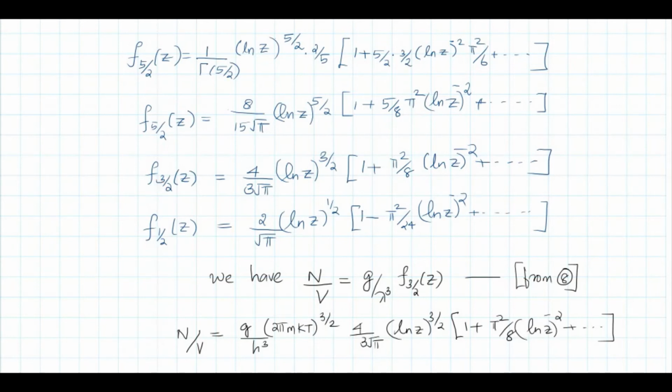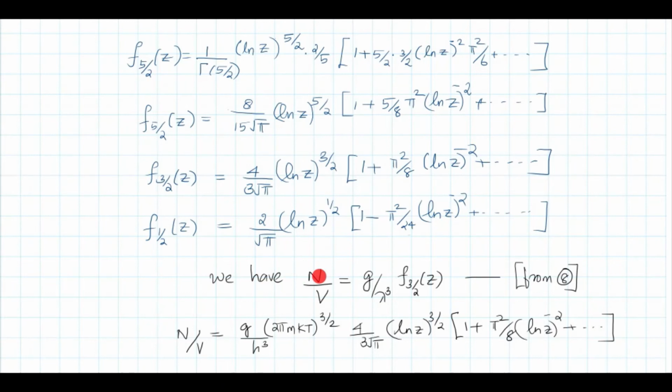Similarly, f 3 by 2 of z you can write as 4 by 3 root pi log z raised to 3 by 2 into 1 plus pi square by 8 log z raised to minus 2 plus etc. And f half of z is 2 by root pi log z raised to half into 1 minus pi square by 24 log z raised to minus 2 plus etc. Okay. Once we have these three functions, we can go to equation number 8 from the last lecture.